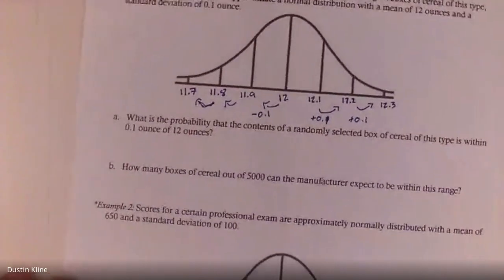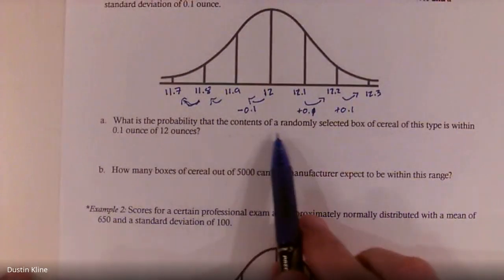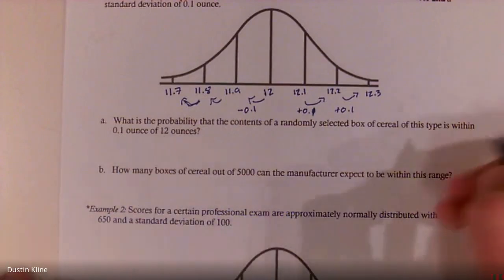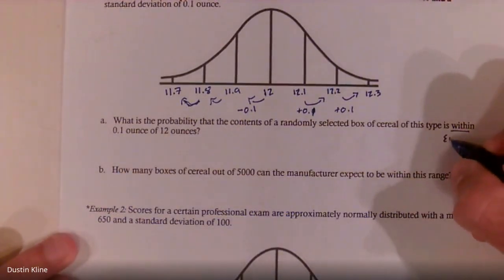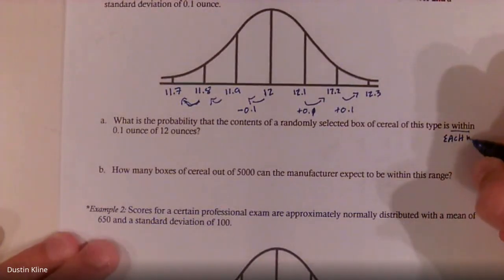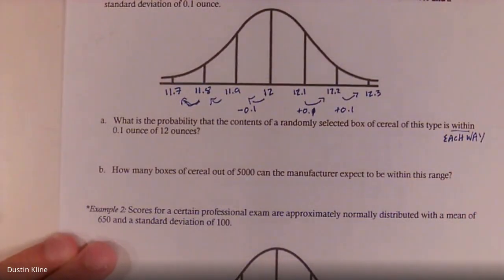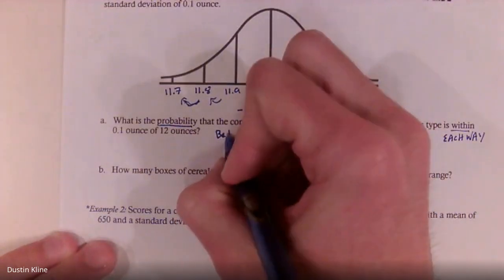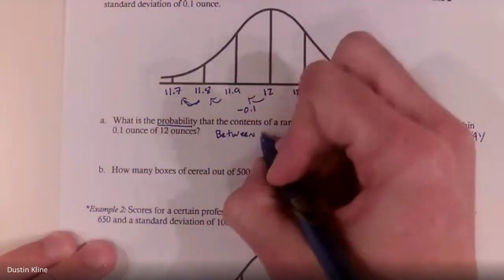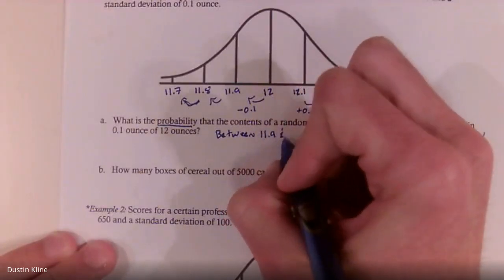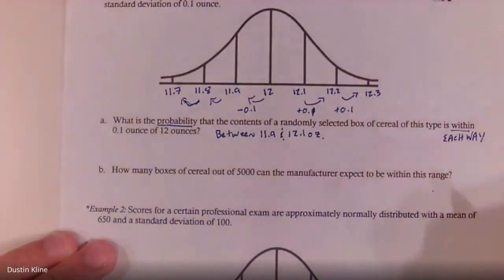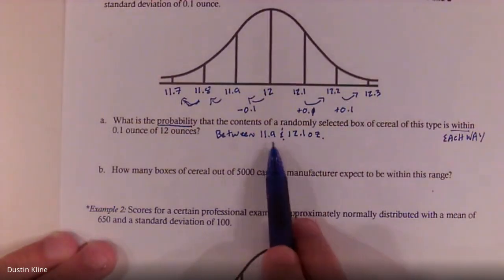And that's actually the next question, right? What is the probability that the contents of a randomly selected box of cereal is within 0.1 ounce of 12? So when it says within, that means each way. And so it's asking us, what is the probability that a box is within or between 11.9 and 12.1 ounces? Right? What is the probability that a box is between 11.9 and 12.1 ounces?